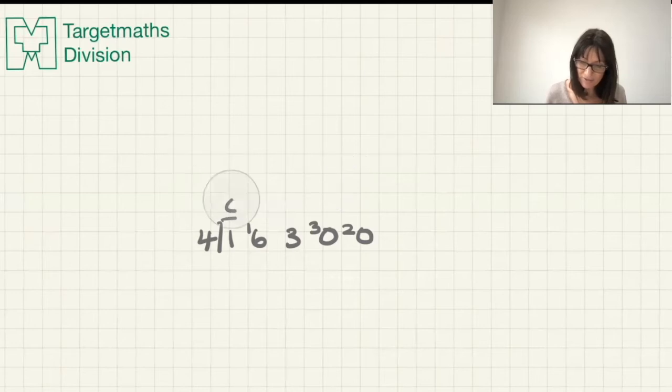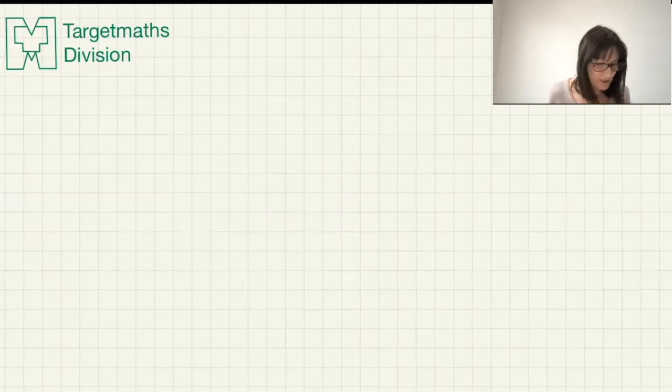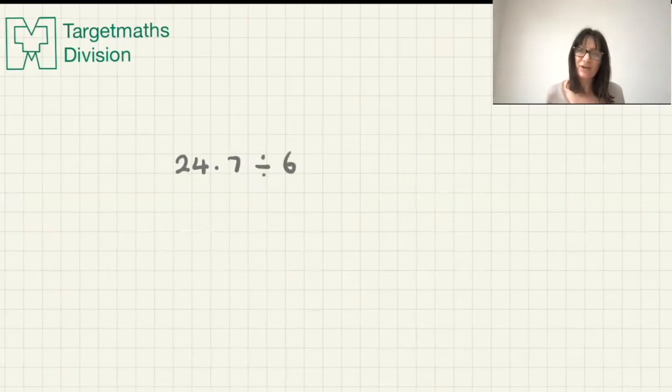Let's do another one. We're going to do 24.7, and we're going to divide that by 6. Okay. Now, you have to trust in your method. I want you to hit pause, and I want you to go for it. And then I want you to press play when you're ready.